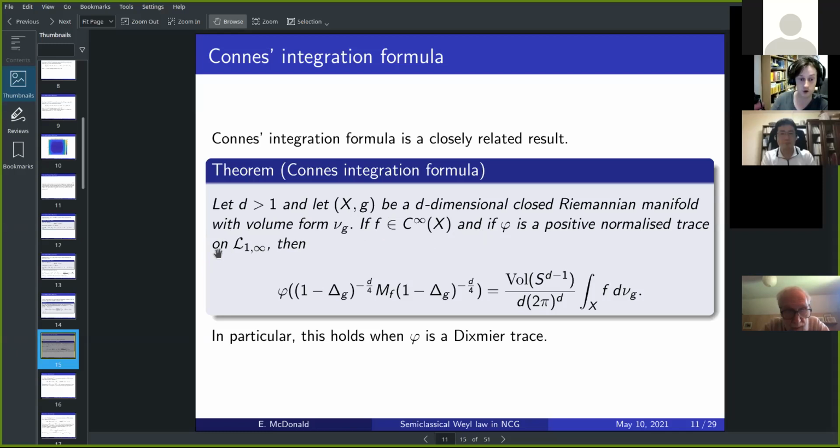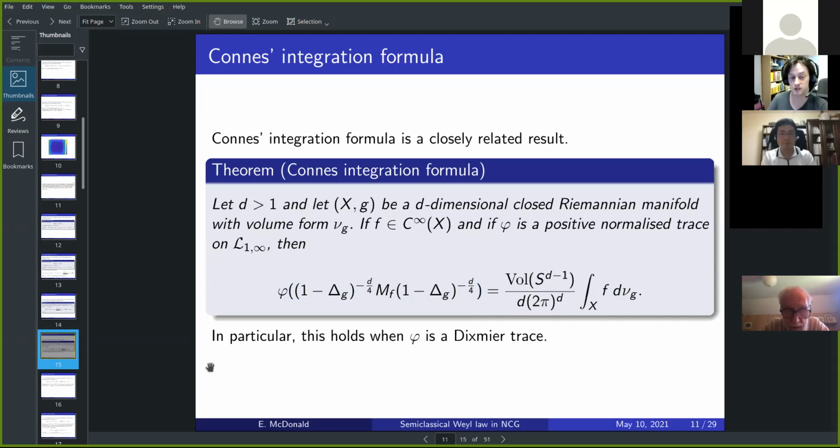Phi evaluated on this operator here reproduces the integral of the function f with some constant. In particular, this holds when phi is a Dixmier trace. Phi is a positive normalized trace here. Now, I've written this in a way that is a little bit different from how you might have seen it before. I've written it in symmetrized form.